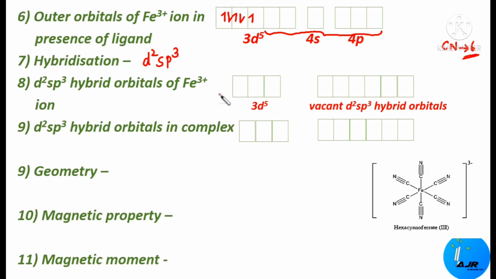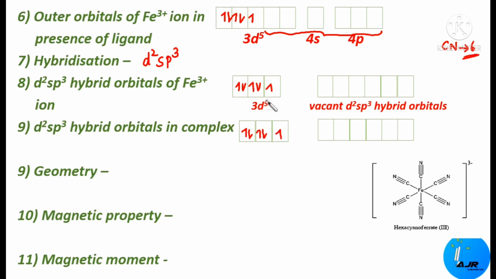Now how will the orbitals be filled? See here, 1, 2, so 5, and now it is unpaired. Now how will the d2sp3 hybrid orbitals be in the complex? See, after the formation of the complex, how will these orbitals be? Let me write. This will be as such. Here will be 2 electrons, here also 2 electrons, and this will have 1.